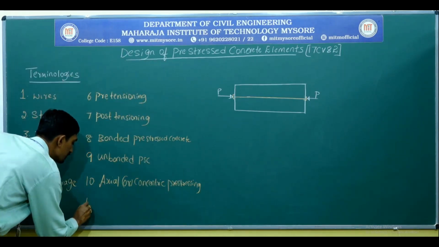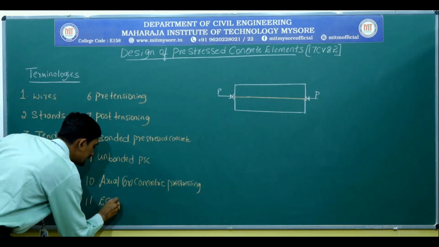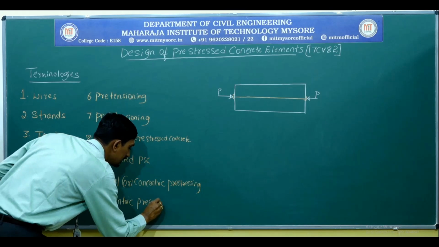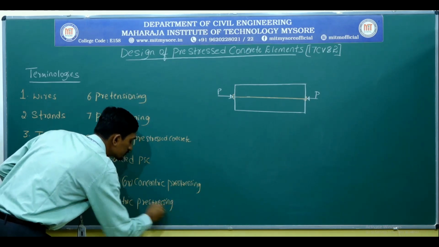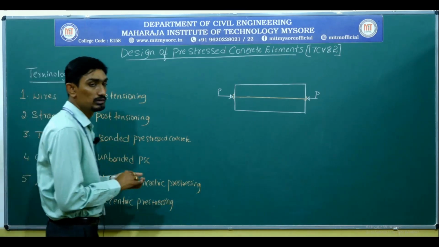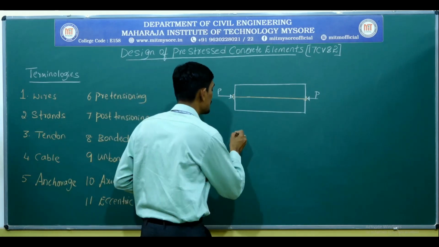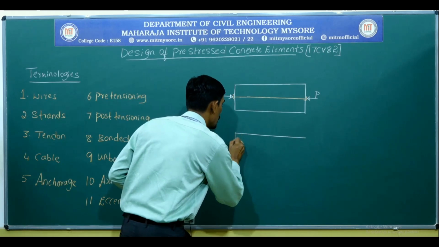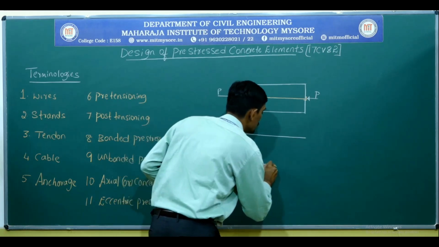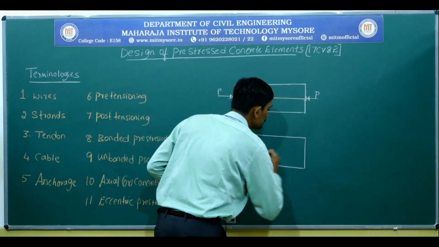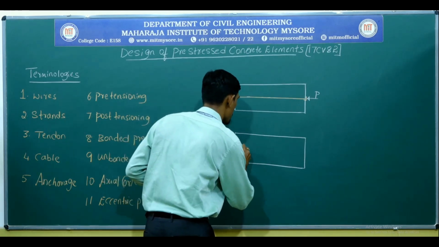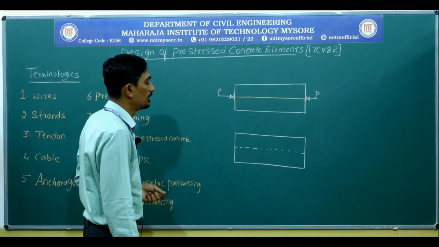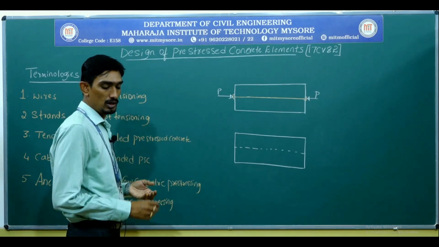Next is eccentric pre-stressing. Okay, so now consider the same diagram. Let me draw the longitudinal section of a PSC beam, and this will be the neutral axis.